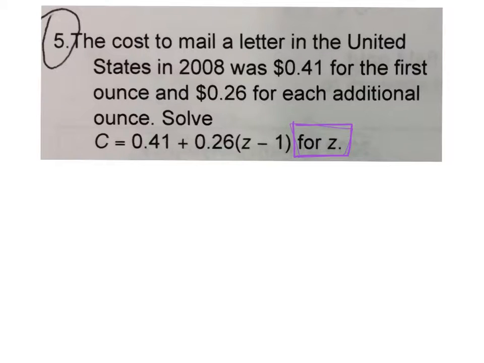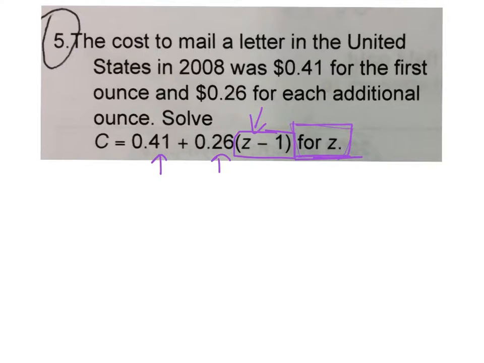Now, in this particular problem, you need to notice that we want to solve for z. So, notice where z is. Z is inside the parentheses. That means I need to get this parenthesis by itself. That means I need to get rid of the 41 cents and the 26 cents.